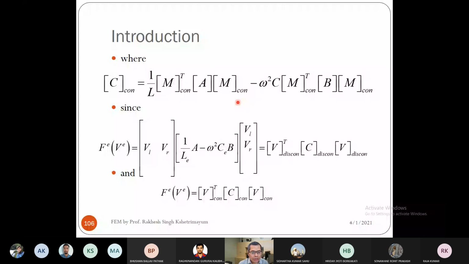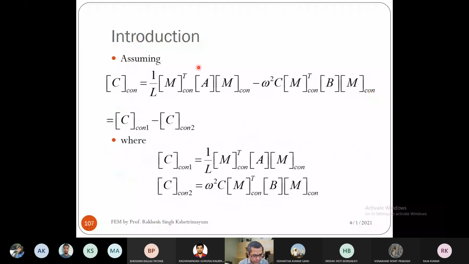So here your C disconnected itself has two components, A and B. So two terms for the C connected: 1 by L, M transpose connected A matrix M connection, minus omega square C, M connected transpose B M connected. So this is how you can find out the global coefficient matrix. And this first term people usually call connection matrix 1 minus connection matrix 2, where connection matrix 1 is expressed like this, which is dependent on the A matrix. Connection matrix 2 is expressed like this, which is dependent on the B matrix.